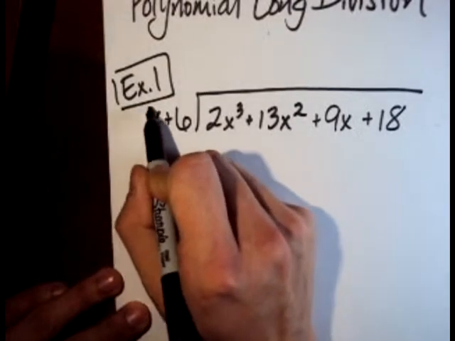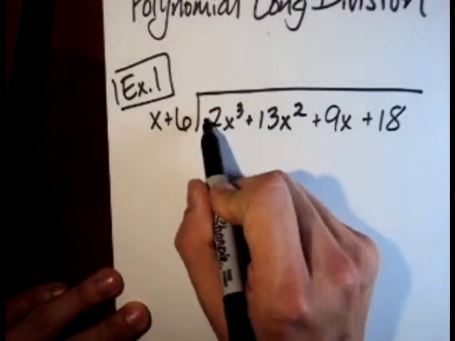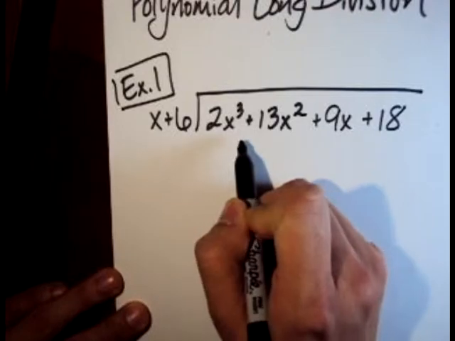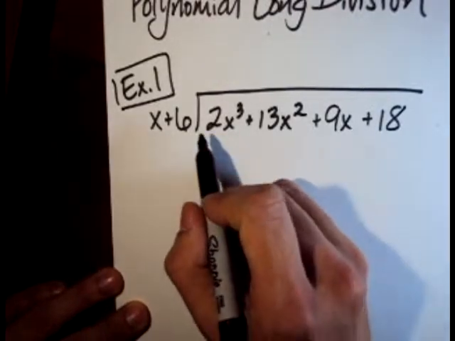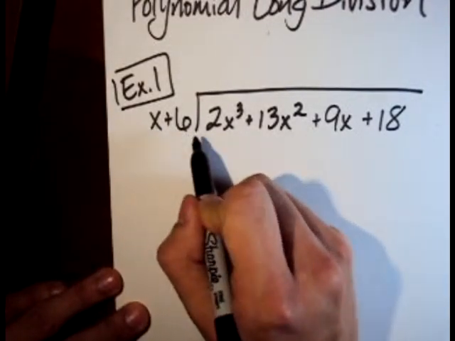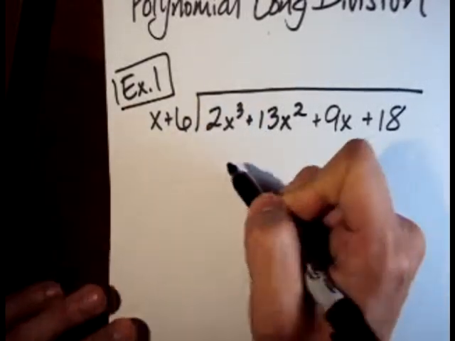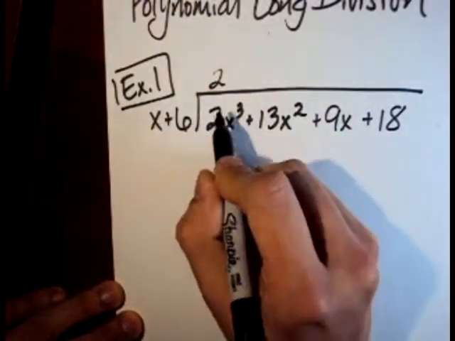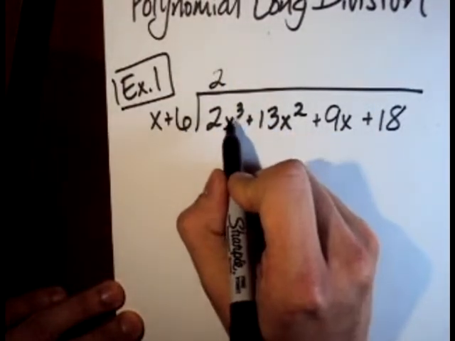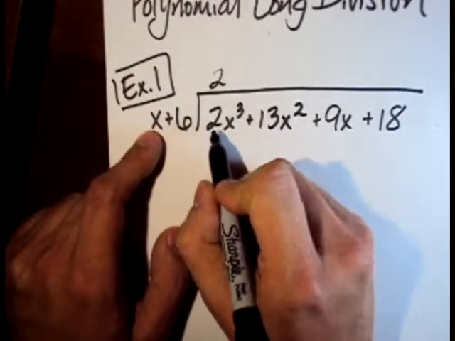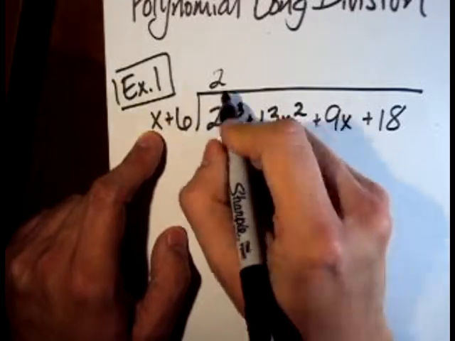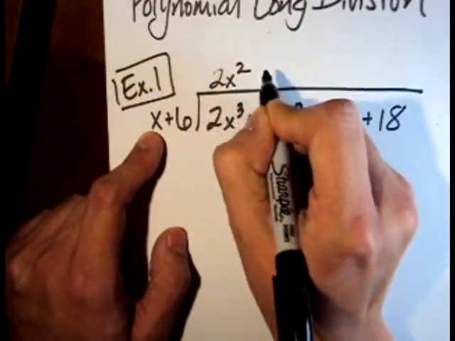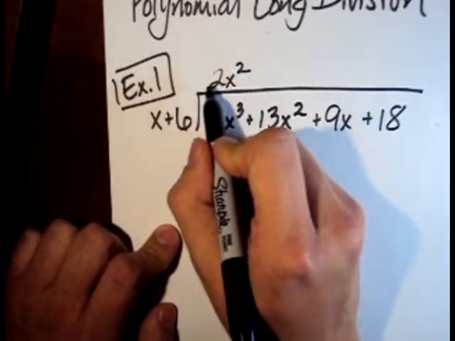Well, we're going to take the x into 2x to the third power. So if I wanted to multiply this by something to get this, what would that be? Well, 2 is going to be a part of that because there's no 2 here. So 2 and x squared times x gives me x to the third. So I'm going to say 2x squared. So now I take this and I multiply it here.